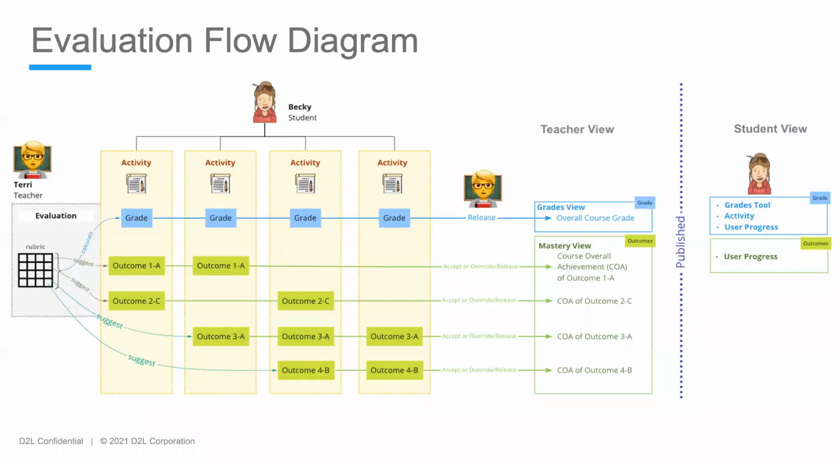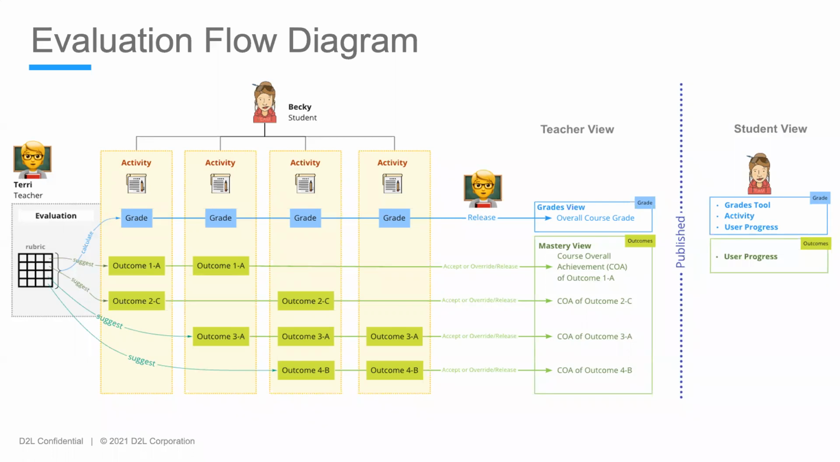So if we think about this from a diagram perspective, the student submission is over here on the left-hand side of this slide. Terry, our teacher, has evaluated that based on the rubric. And from that rubric evaluation, assuming that we had outcomes 1A, 2C, 3A, and 4B, if we have those four outcomes aligned to the four criterion rows of the rubric, this kind of distribution is how that would happen.